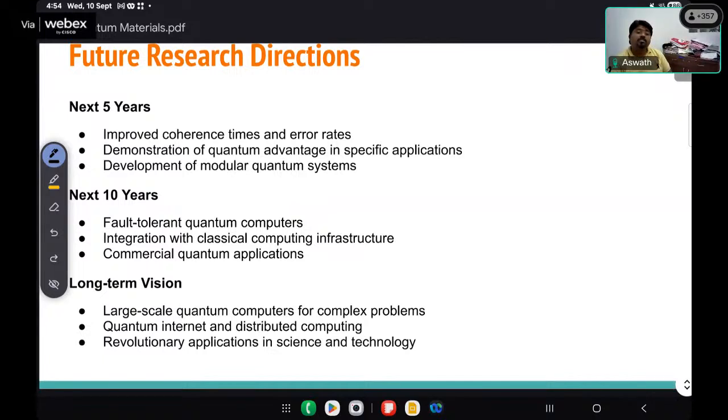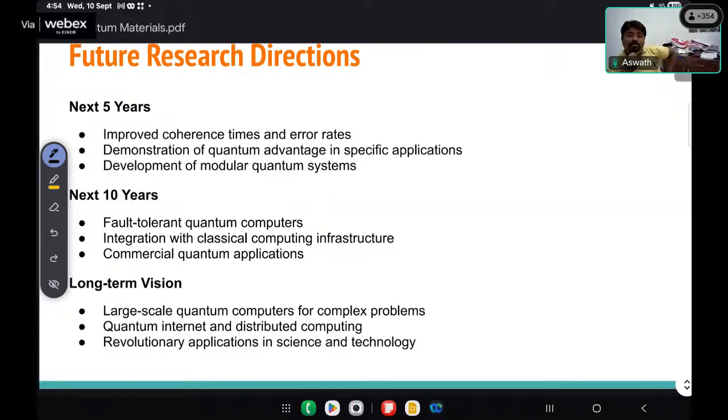In the next 5 years, improved coherence times; we can expect demonstration of quantum advantage in specific applications, not only medical, many domains. Development of modular quantum systems. In the next 10 years, fault tolerant quantum computers, perfect quantum computers, integration with classical computer infrastructure, commercial quantum applications. Commercially we can have quantum computers and also applications.